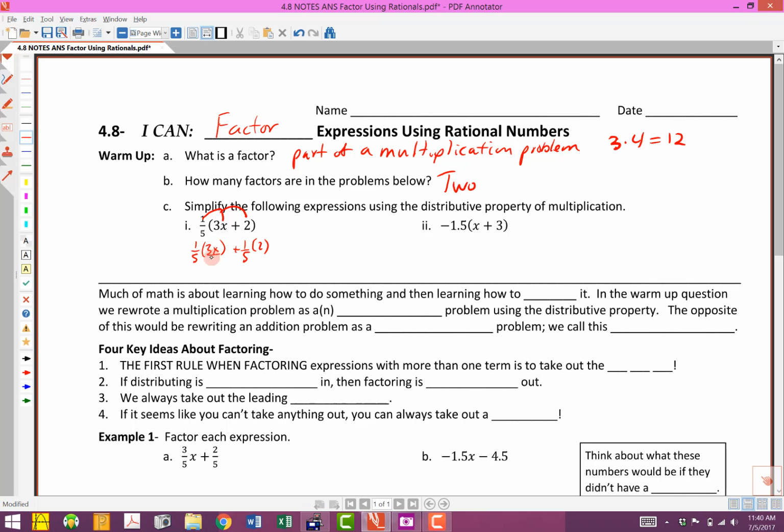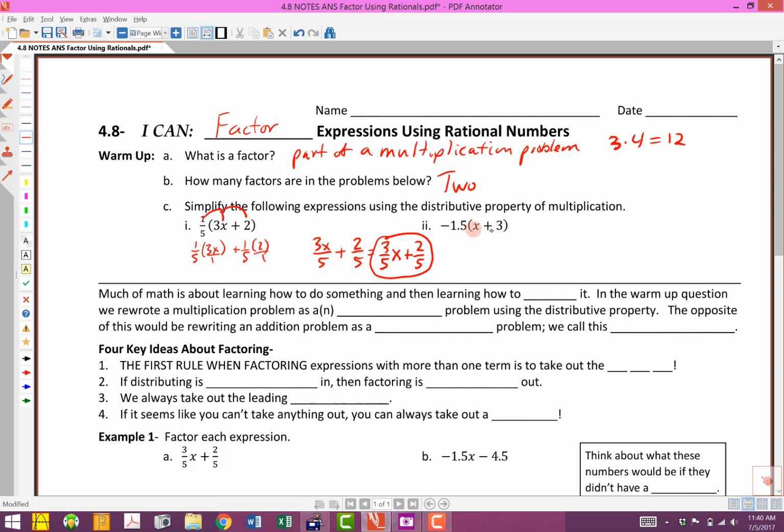If we multiply here, again, you might as well think of everything as a fraction. So we're going to multiply straight across. We're going to have a 3x on the top and a 5 on the bottom. We're going to have a 2 on the top and a 5 on the bottom. And we can write it like this. That would be totally fine. But a lot of times we'll slide those numbers out in front so we've got a coefficient. So we're going to write that as 3/5 x plus 2/5. So there's our answer on that one.